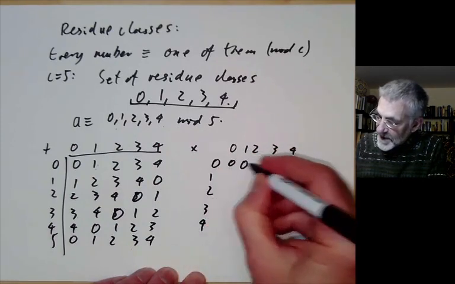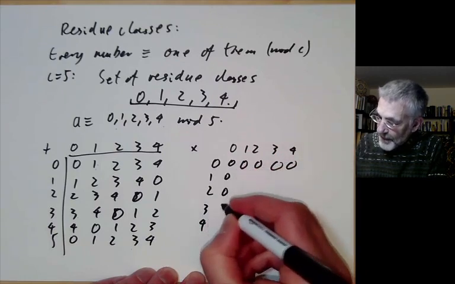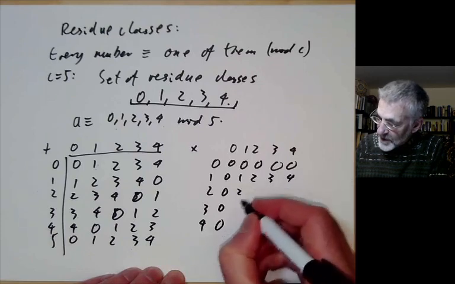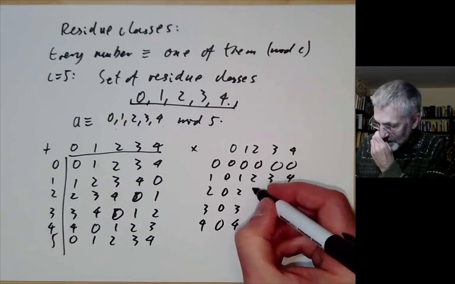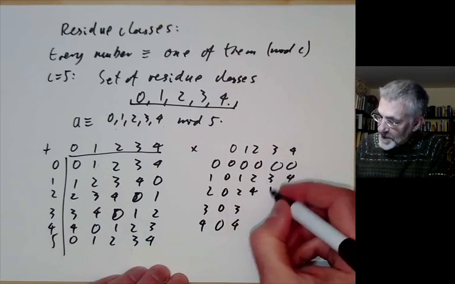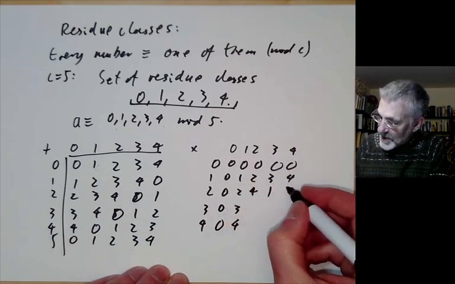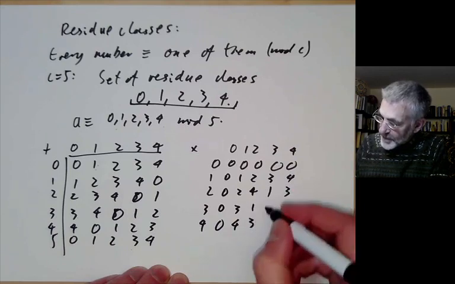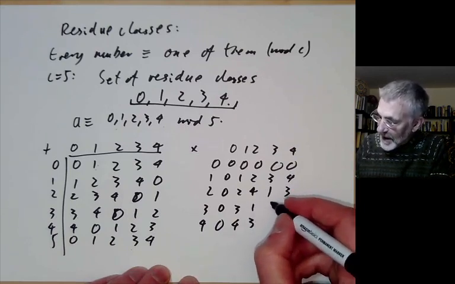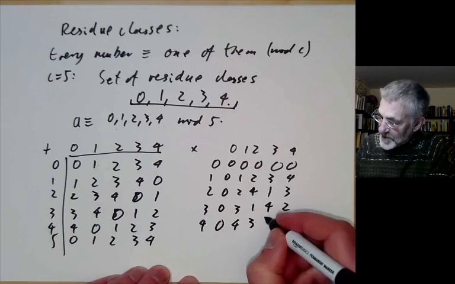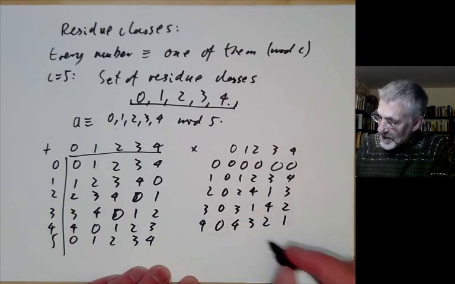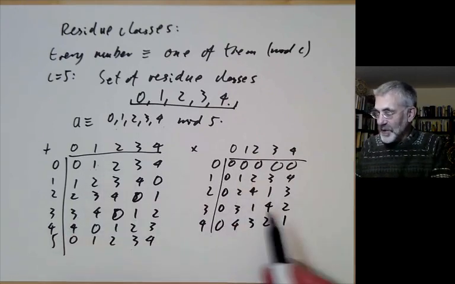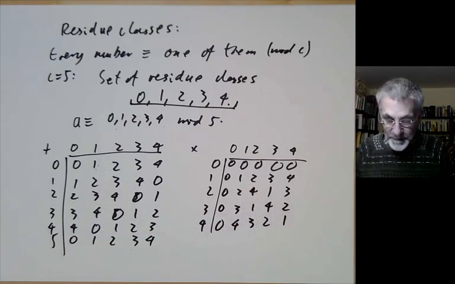0 times anything is going to be 0, and 1 times anything is going to be that thing, of course. If you multiply 2 by 2, you get 4. If you multiply 2 by 3, you get 6, which is just 1. And similarly, 2 by 4 is 8, which is the same as 3. And 3 by 3 is 9, which is 4, and 3 by 4 is 12, which is 2, and 4 by 4 is 16, which is 1. So here's how you do addition and multiplication modulo 5.